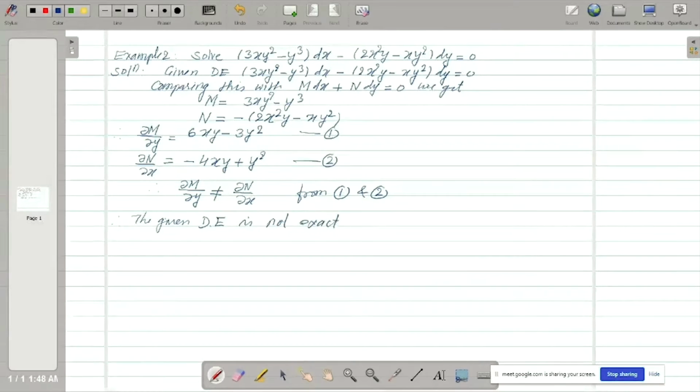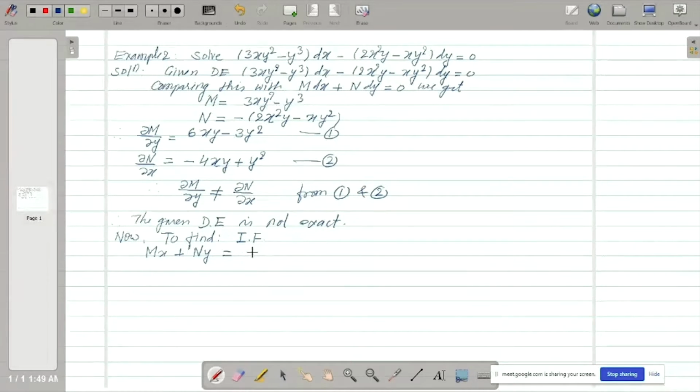Okay, so our job is to find the integrating factor. To find the integrating factor, IF, first we find the denominator, then we take the reciprocal of that. So Mx plus Ny equals, we find Mx.